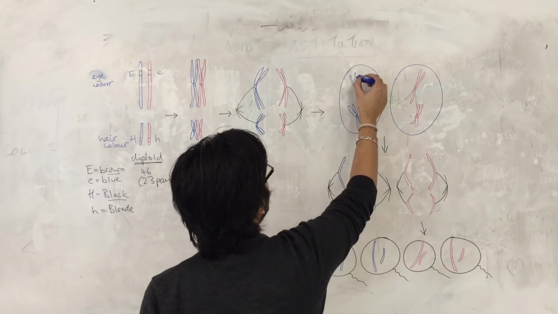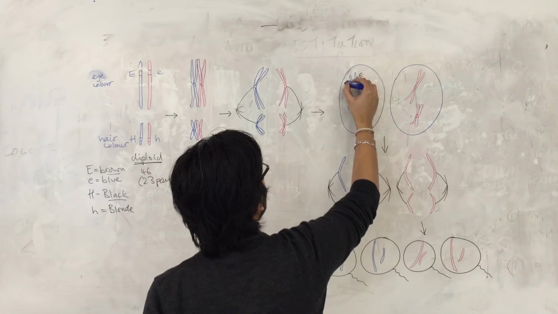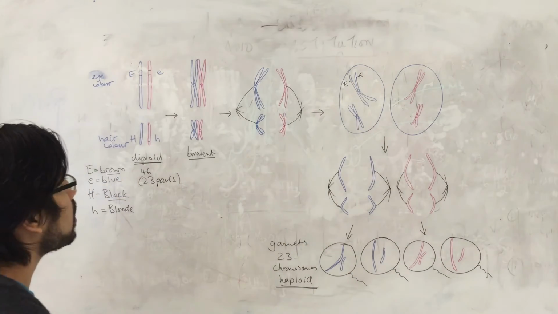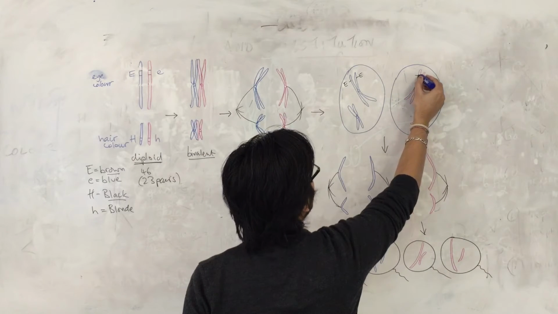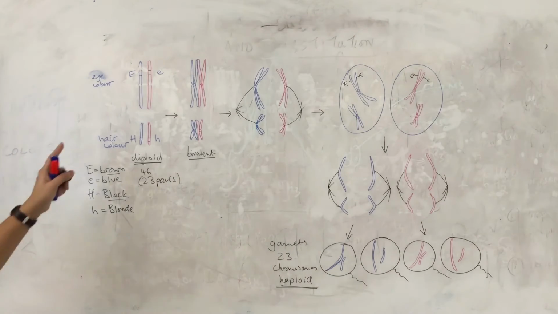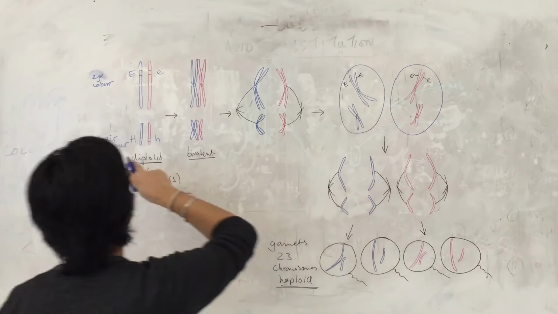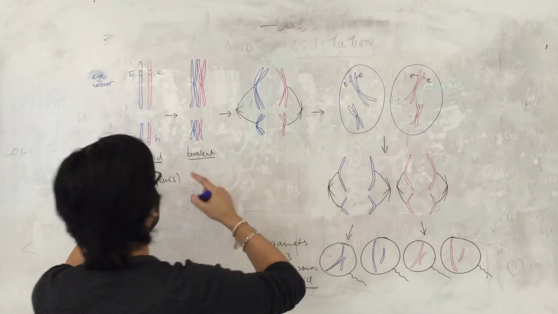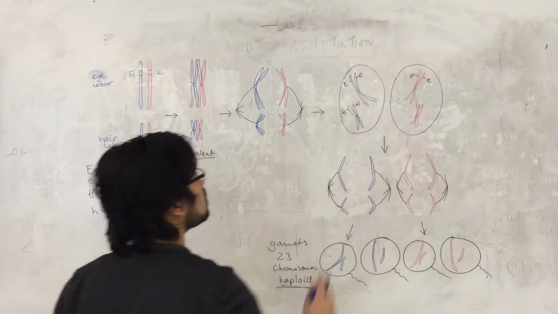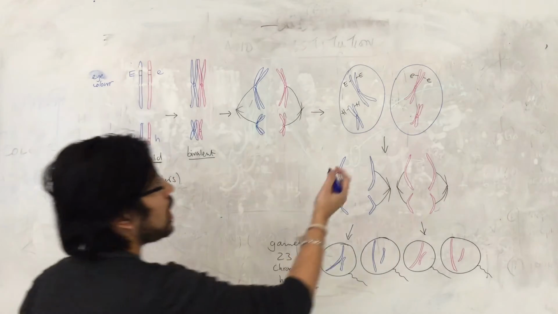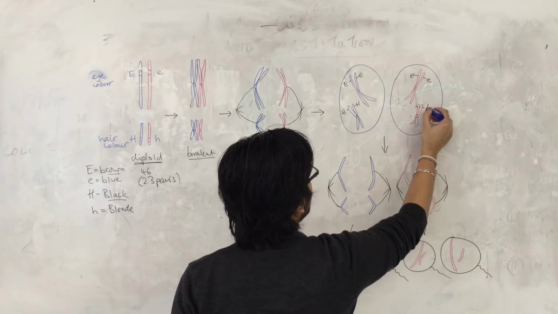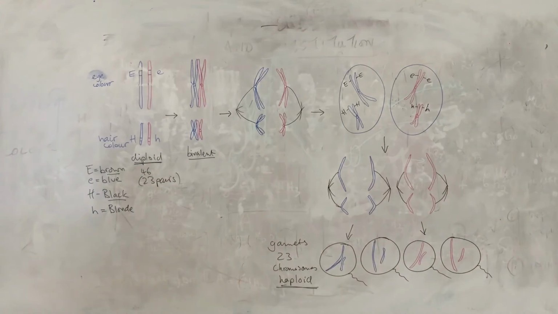The two big E's have ended up over there, and the two little e's have ended up there. I hope you can see that. Whereas for our hair color, the alleles have ended up like so. The two dominant alleles have ended up in that cell, and the two recessive alleles have ended up in that cell.